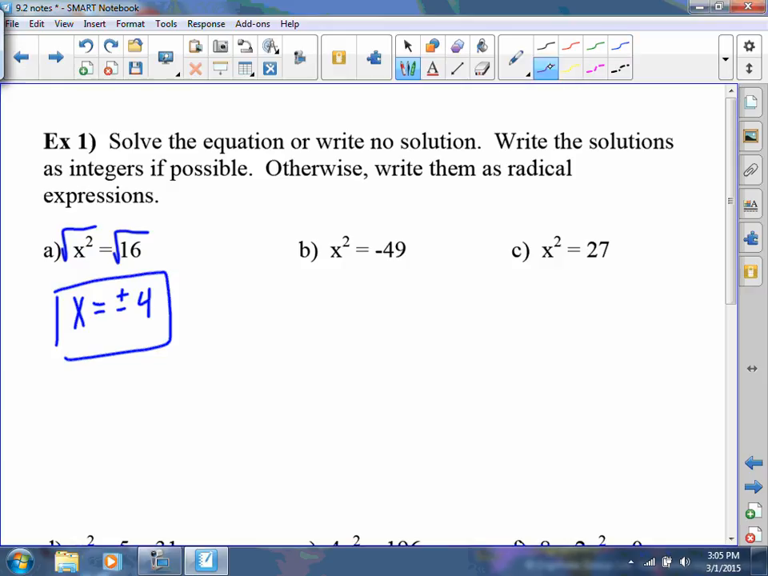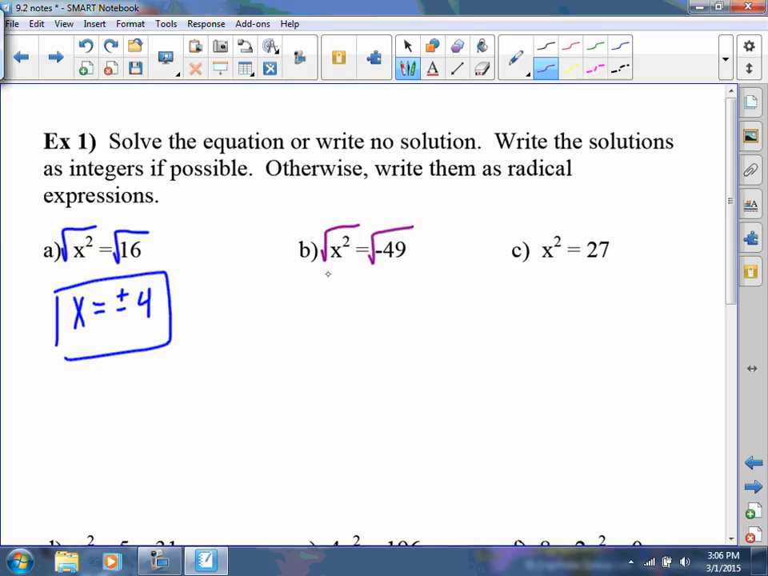Now for part B, again, we're trying to solve for x. There's nothing added or subtracted onto the x squared, no number in front being multiplied, and no number underneath it being divided. So again, I can just take the square root of both sides so that I can get the x by itself. But now when I try to do that, I'm taking the square root of a negative 49. If you put that into your calculator, it'll give you an error message. And hopefully you remember that that error message is occurring because you cannot take the square root of a negative number.